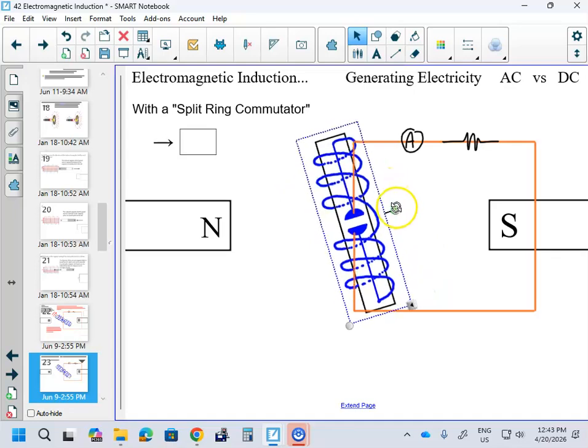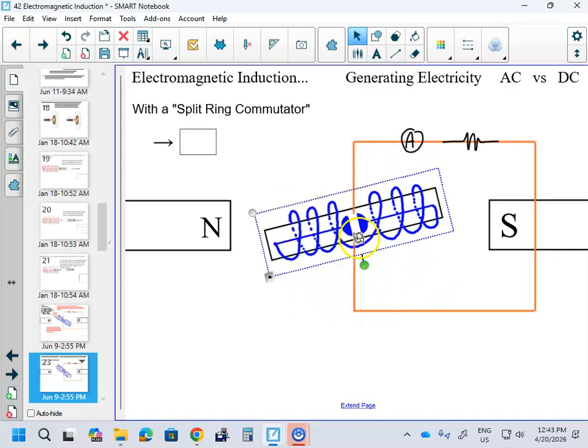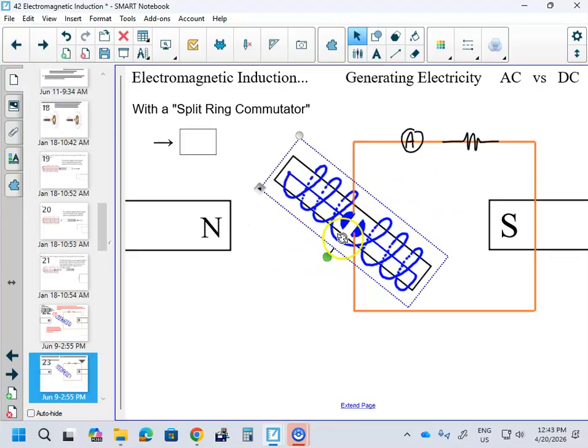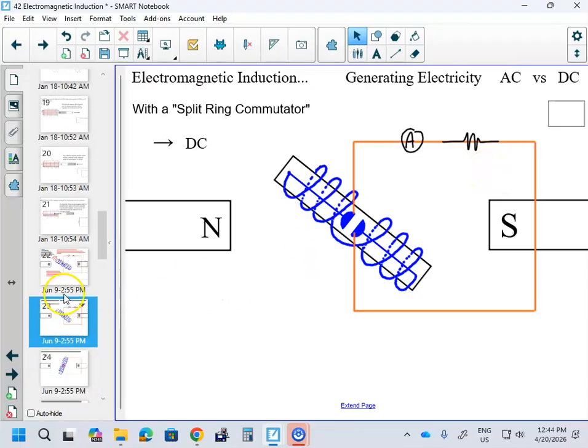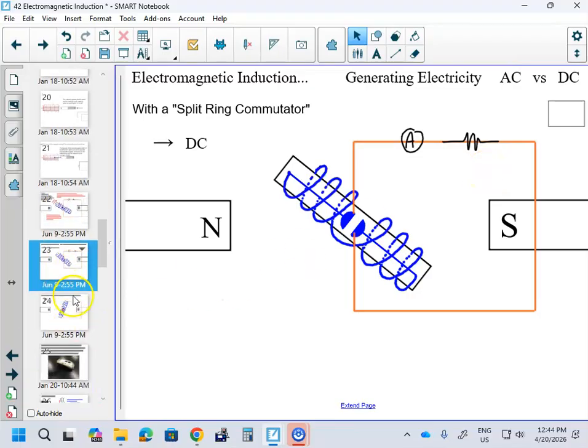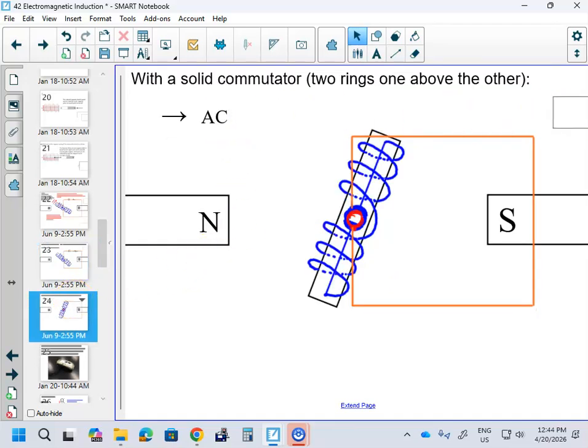Then, you get to the point where you have it switch, right? And then now it's doing that again, but things are hooked up again. So this actually will make pulses of electricity going the same way over and over again, because the coil's completely flipped around. So in the coil itself, electrons are technically going the other way, but they're connected to the other side. So that's the point of that split ring commutator. It would produce DC electricity, and the solid commutator just connected the same way the whole time.